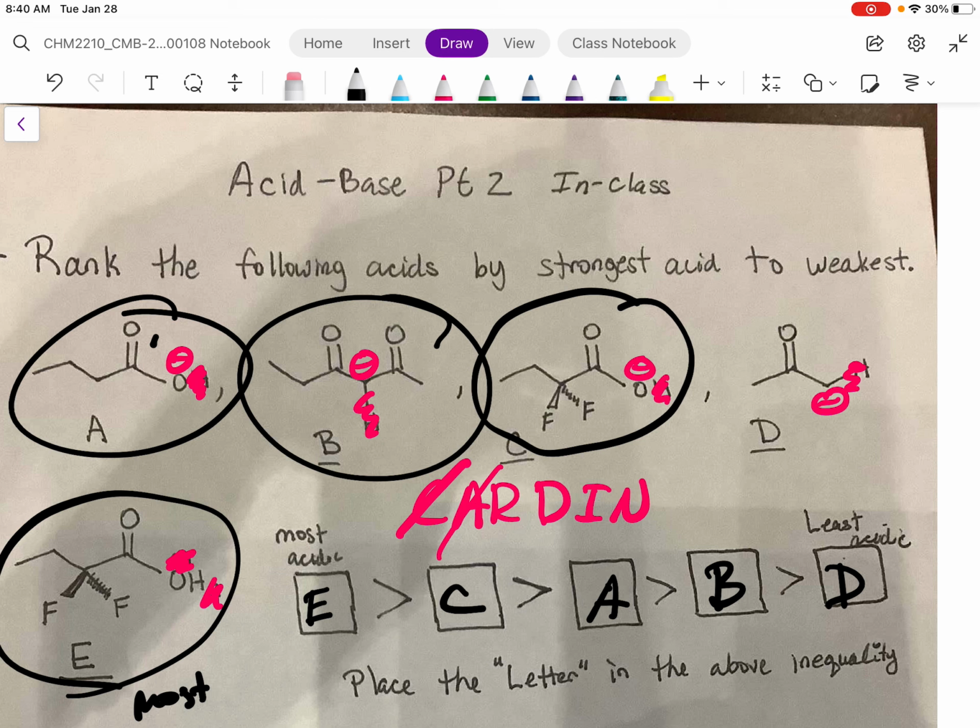Yeah. Why did that hydrogen break? Because this hydrogen right here is the acidic one, because it's sandwiched between two carbonyls. It's going to be stabilized by the resonance. All the other carbons aren't going to be as stabilized.